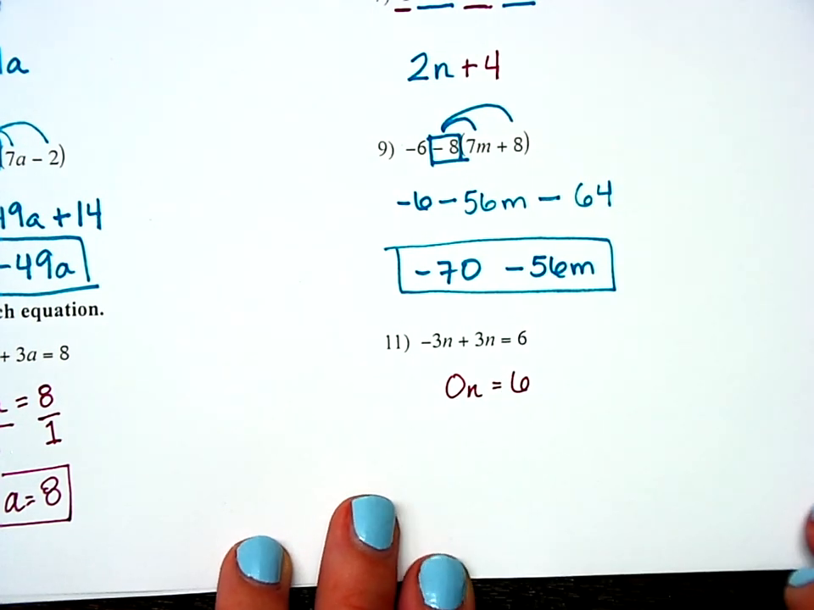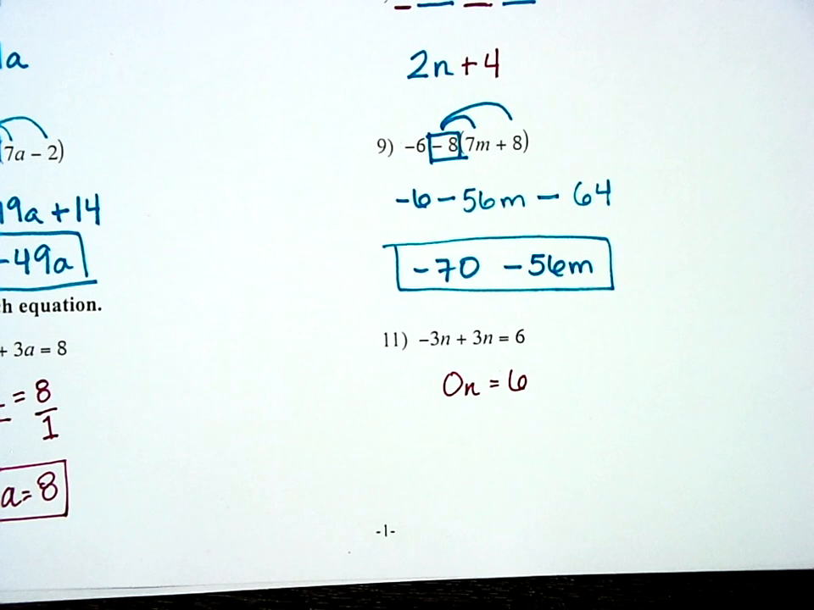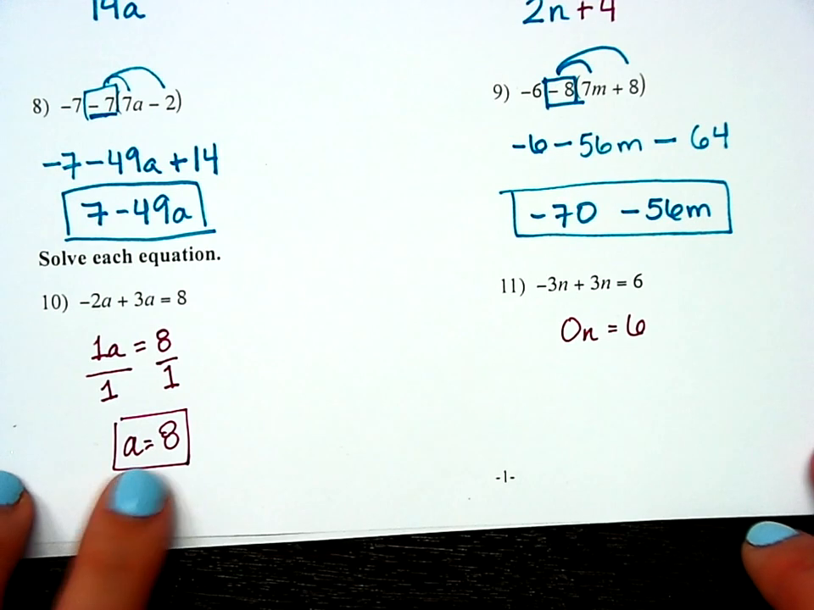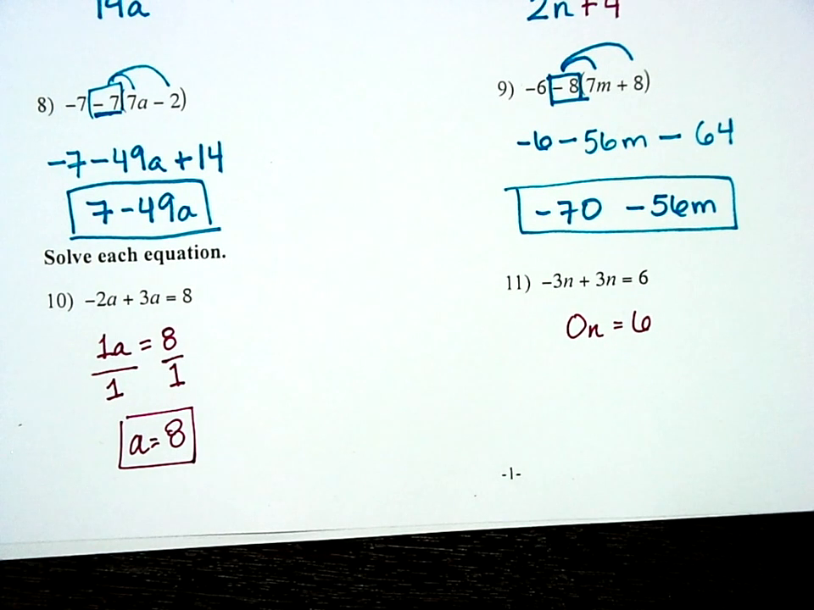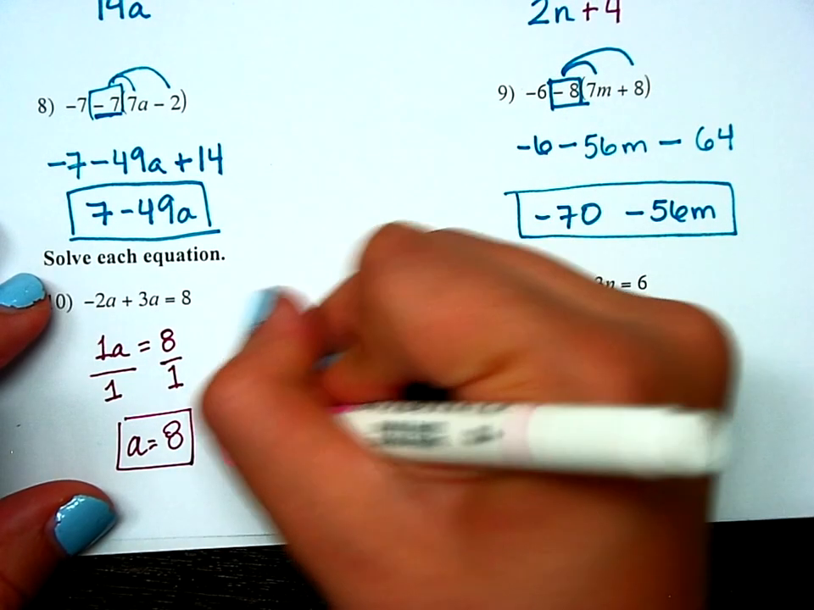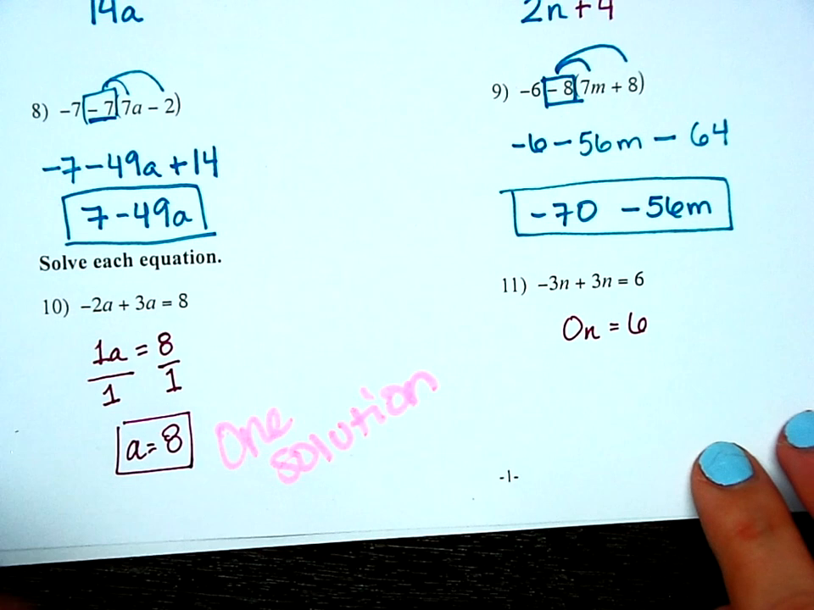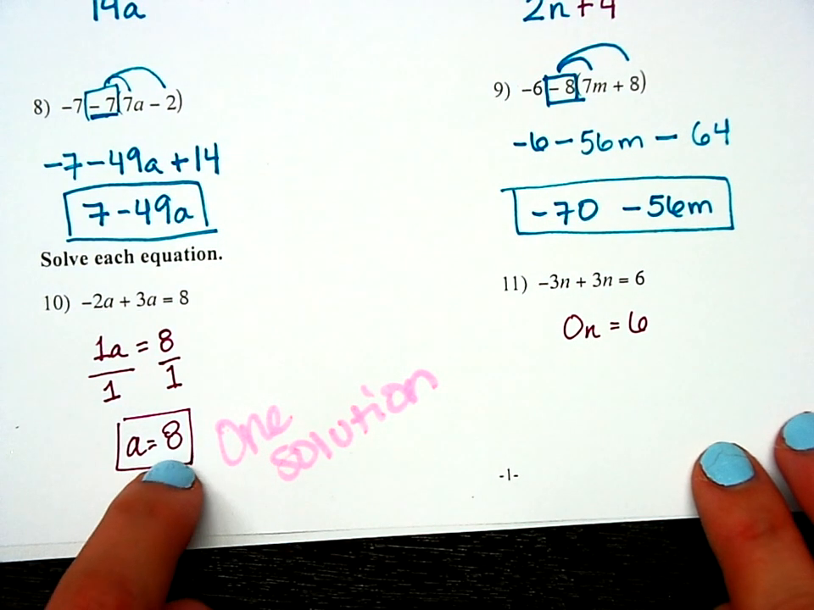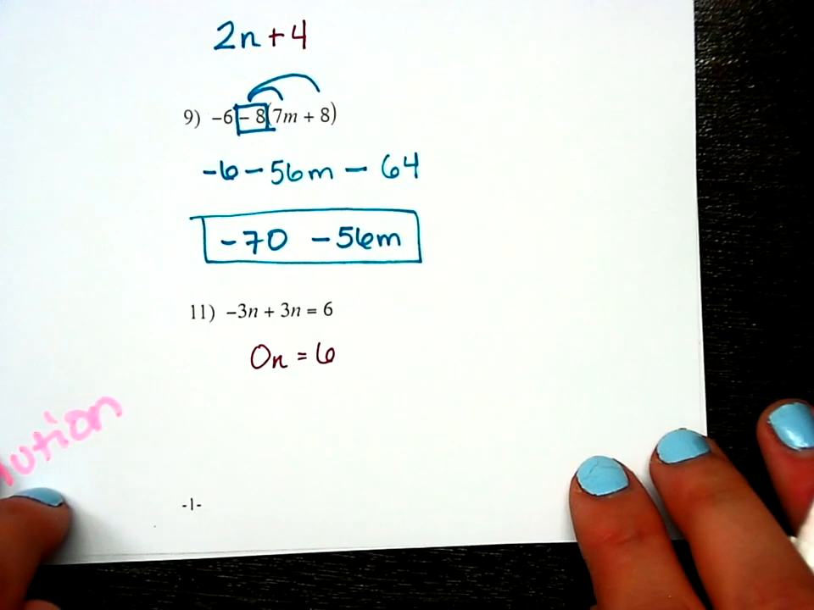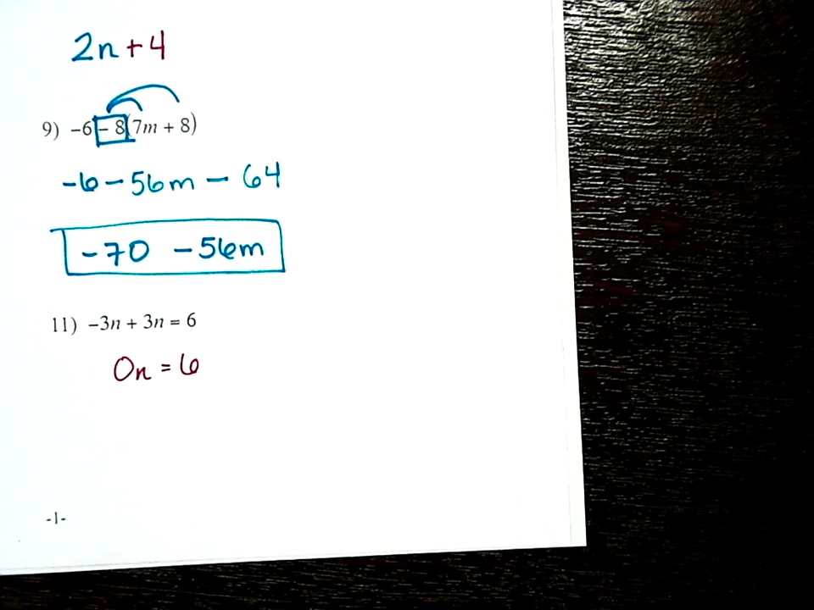Okay? And now we get into another type of solution. So the first solution was one solution. So I'm going to write that in pink. So that's one solution, okay? Because it's a equals 8. That's the only solution. It's just 1. All right. This problem, we are going to have a different kind of solution. So let's finish this out.